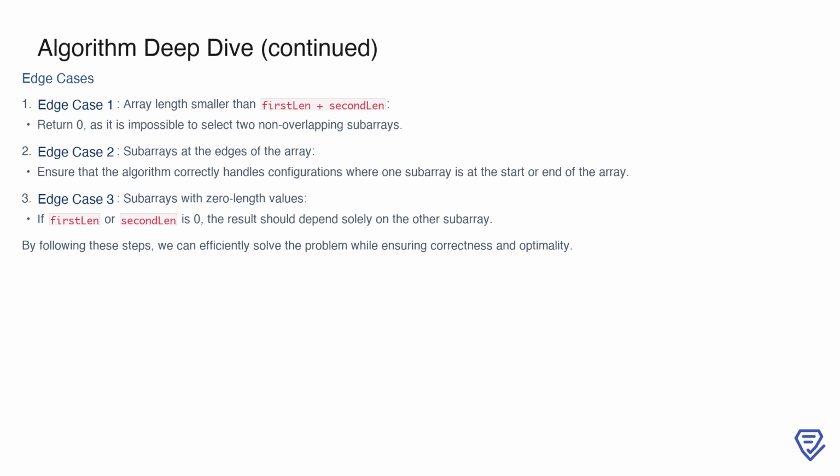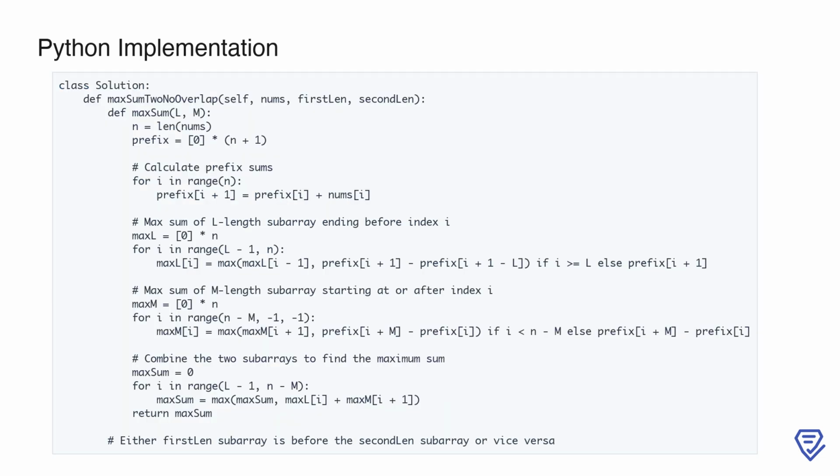Here, we define the function maxSumToNoOverlap within a solution class. The function takes three parameters, the array nums and the lengths of two subarrays, first len and second len. Inside this function, we define another helper function called maxSum that will calculate the maximum sum for two non-overlapping subarrays of specified lengths, L and M.